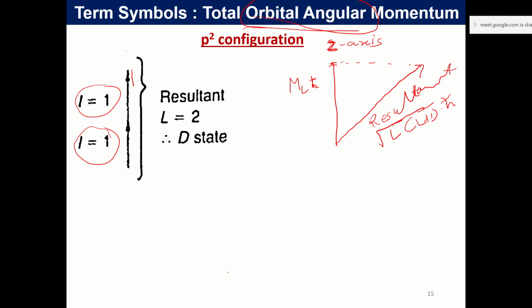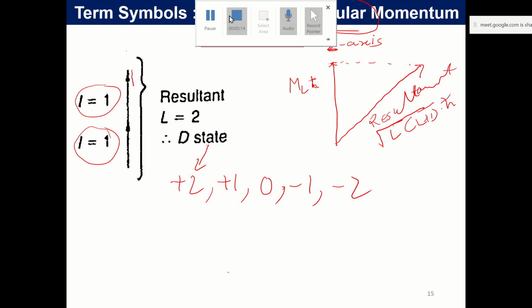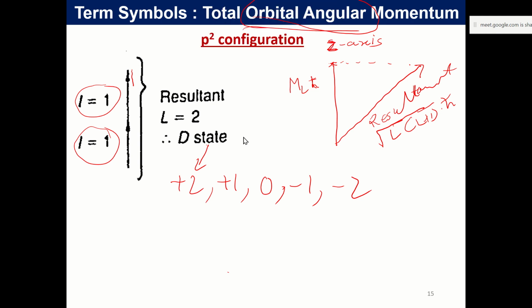So this is what we mean when we say ml is plus 2: it has the maximum possible value along z. For L equal to 2, we can have plus 2, plus 1, 0, minus 1, minus 2, right? So that many orientations are possible, and you will imagine things in the same manner. Okay, so this is what we will mean.